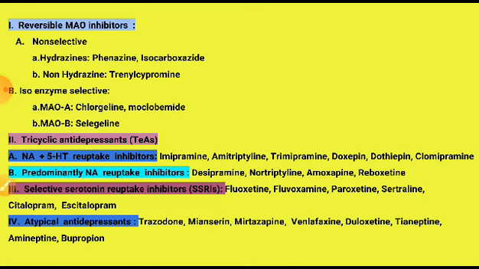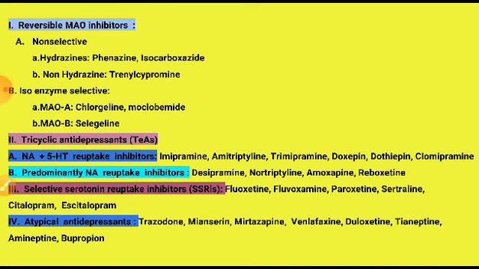The second class is tricyclic antidepressants, a very, very important class of this treatment. We have subclassification as noradrenaline and 5-HT reuptake inhibitors: imipramine, amitriptyline, trimipramine, doxepin, dothiepin, clomipramine, all very much used drugs. Predominantly noradrenergic reuptake inhibitors: desipramine, nortriptyline, amoxapine, reboxetine.